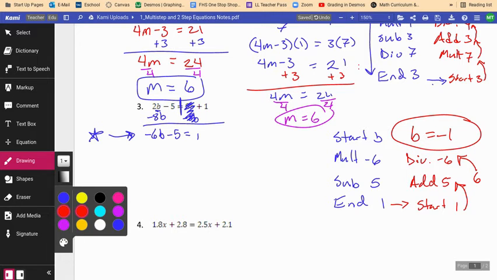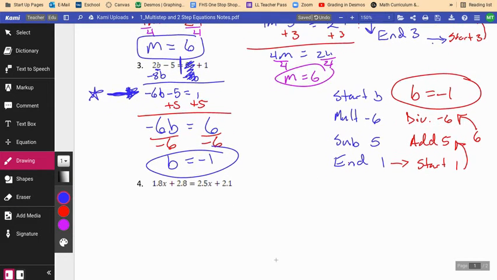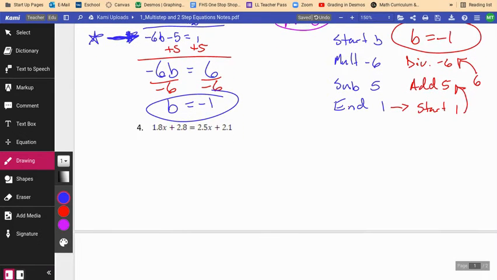So algebraically, what does that look like? We add 5 to both sides to start isolating my variable. Then we divide by -6, and B is equal to -1. So you get the same thing, right? But we can't do that until we have combined our variables. So again, we have variables on opposite sides of the equation.